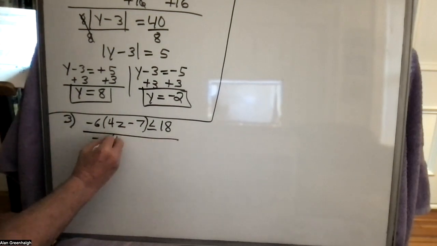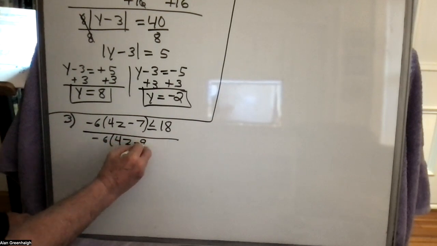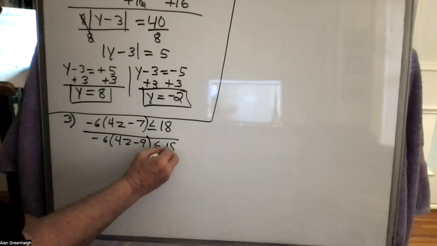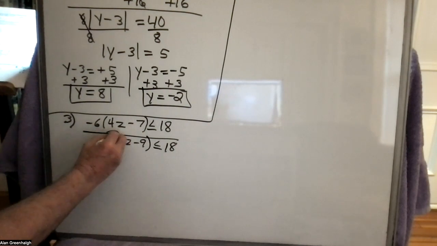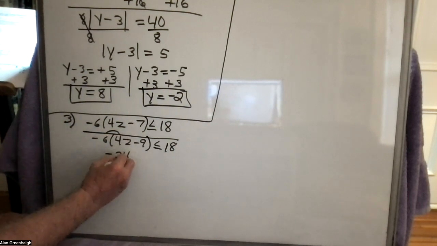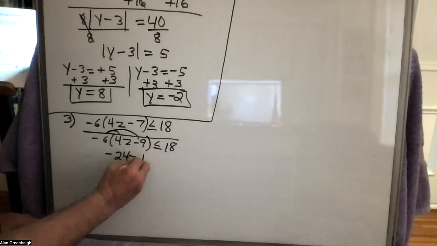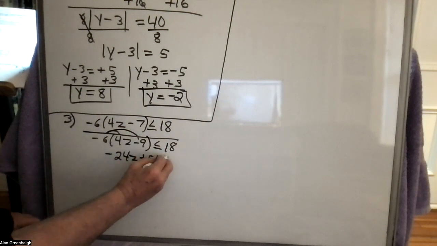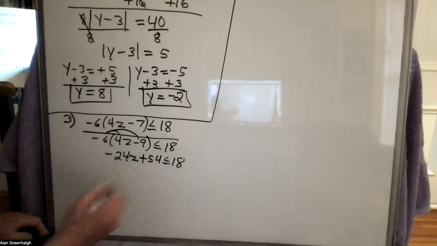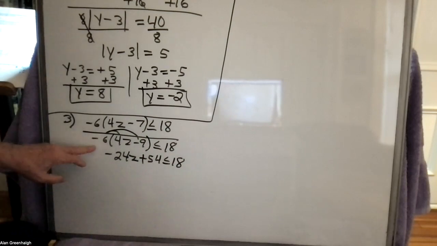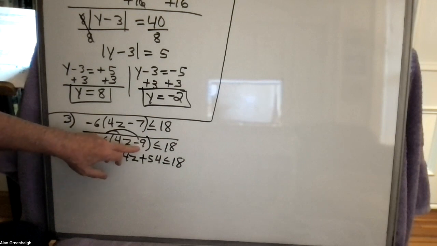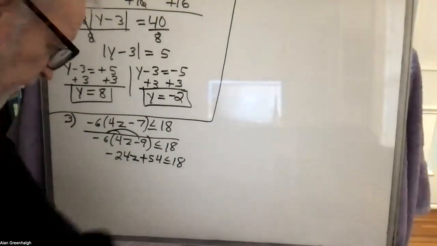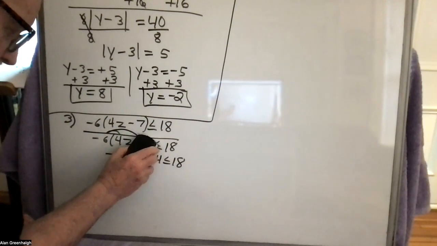So -6 times 4z minus 7 less than or equal to 18. So this becomes -24z. Positive 54 is less than or equal to 18. And I'm just checking my work. -24z, positive 54. Oh, but here's a mistake. This is not a 9, right?